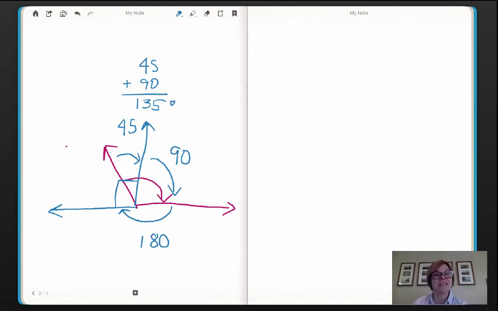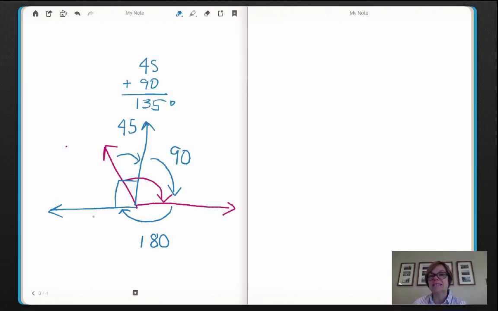Is that what you got? Or maybe you went about it a different way. Perhaps you went and figured out that this was 180 degrees, this was 45 degrees, and you subtracted it from 360. That would work too.